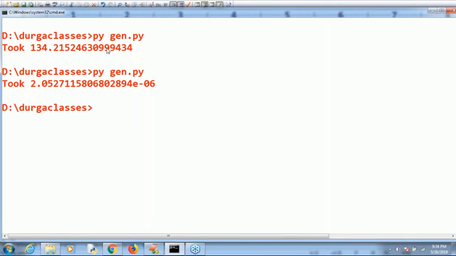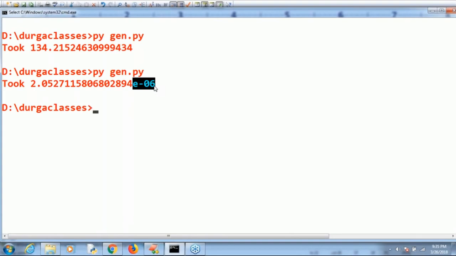Not even 2 seconds, sorry. What is this one? 10 power minus 6 is almost microseconds, less than a second, less than milliseconds. 10 power minus 3 is milliseconds, 10 power minus 6 is microseconds. It takes 2 microseconds. Wow, wonderful.